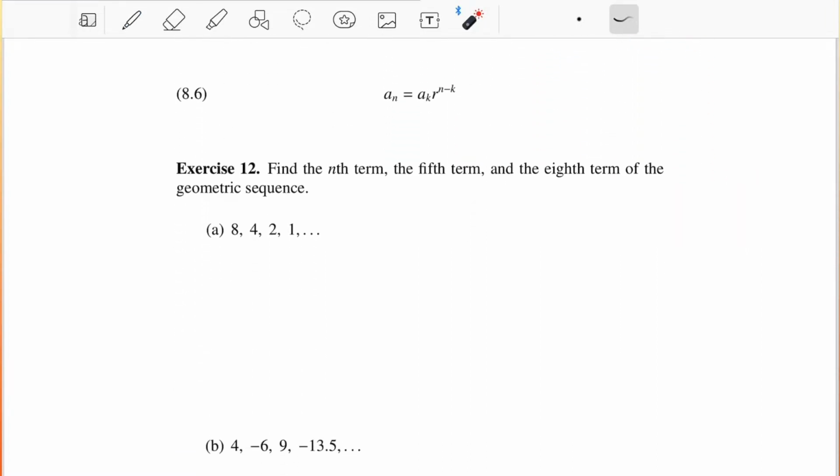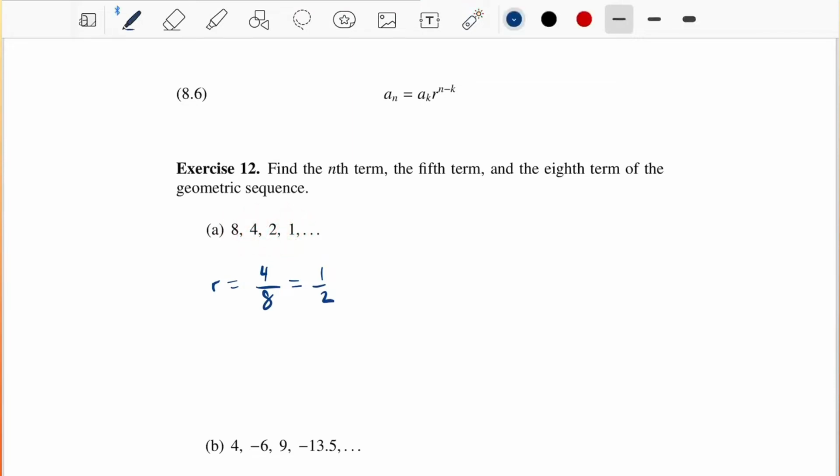Okay, so here's a sequence. It says, find the nth term, the fifth term, and the eighth term. So let's start by finding the common ratio. The common ratio, if you recall, is given by any term divided by the previous one. So I'm using the second divided by the first, which is 1/2. You can verify that. If you multiply 8 by 1/2, you get 4. If you multiply 4 by 1/2, you get 2. If you multiply 2 by 1/2, you get 1, etc.